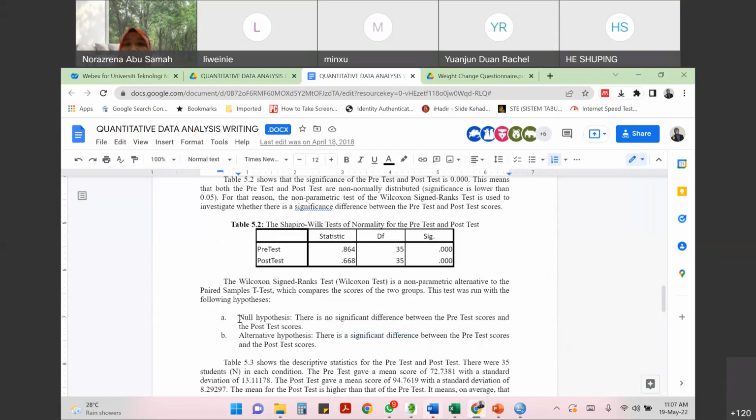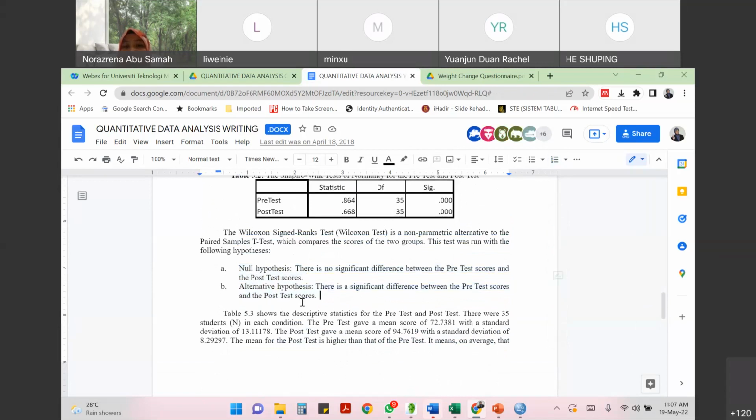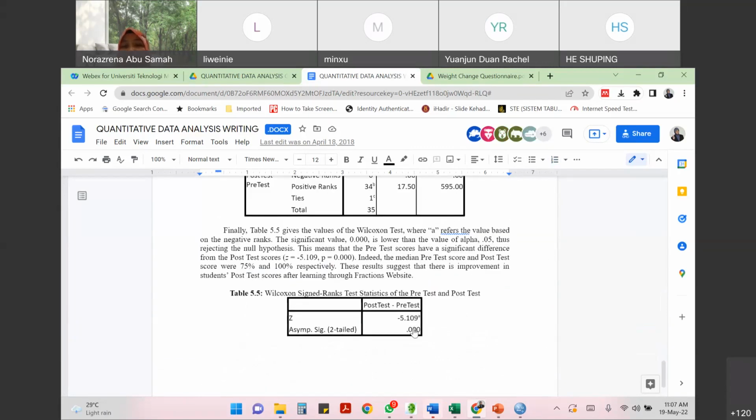That's why you must have a null hypothesis, so you will not make mistakes with this. When you have a hypothesis, you can compare to the hypothesis.